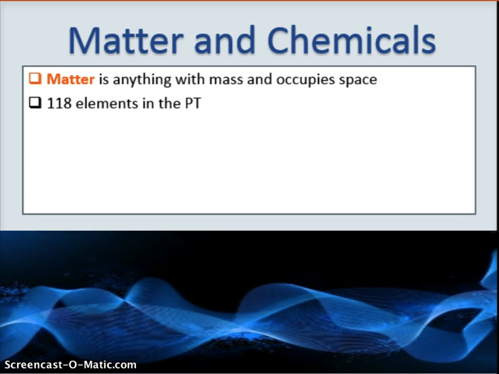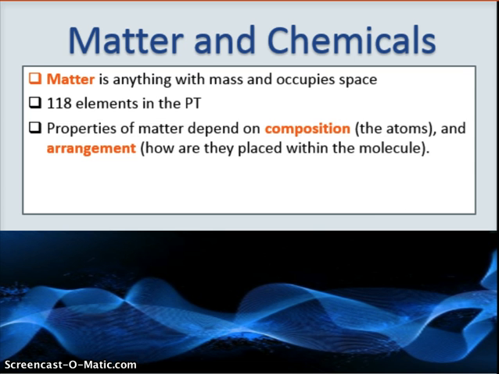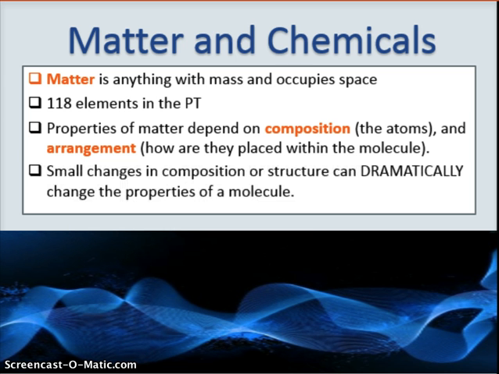We need to know the difference between an element, a compound, and a molecule, and we'll get into that in a bit. Just because you have two of the same thing doesn't mean that they're going to have the same properties. It all depends on the arrangement of these atoms. If the elements in a compound or a molecule are arranged differently, then they're going to produce different properties. So small changes in the structure could dramatically affect the properties.